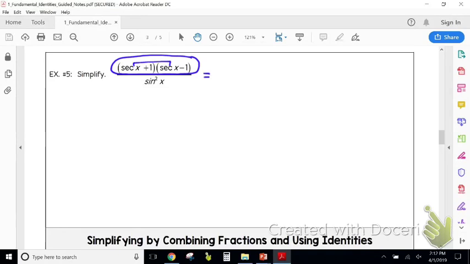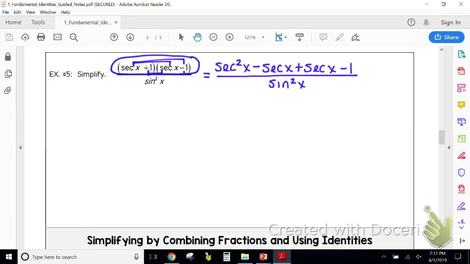So what is secant times secant? Good. And then secant times negative 1? Good. And then 1 times secant? And then 1 times negative 1. Okay, all over, and on bottom, I just have a sine squared. So I'm not going to do anything with it. If I need to change it later, I will.